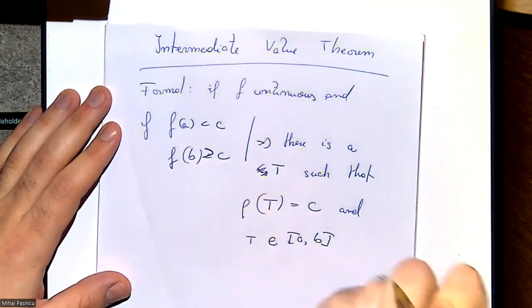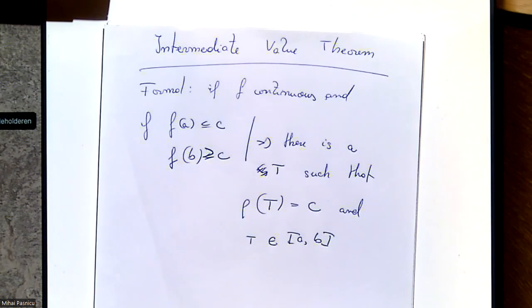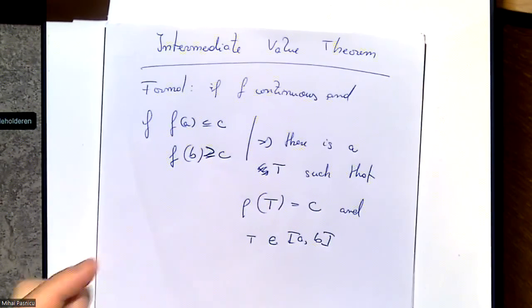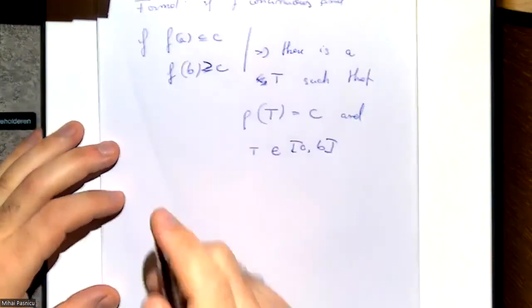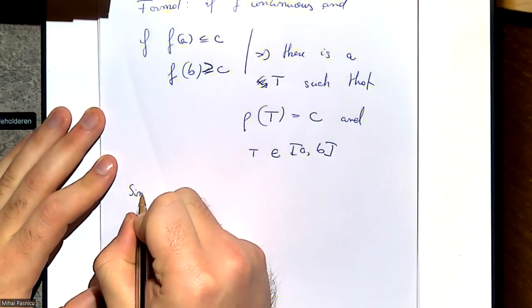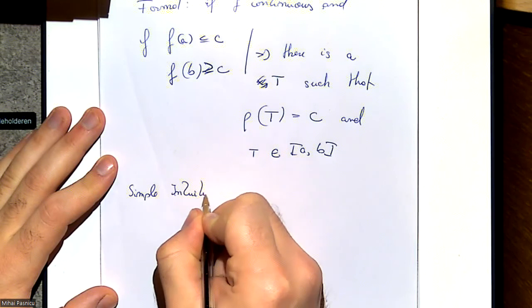That even equal doesn't matter, to be honest. Well, that's the formal definition of the intermediate value theorem. If f is continuous and you have f of a smaller than c, f of b greater than c, then there is a t in this interval [a, b] such that f of t is equal to that c. Now, nobody uses the formal definition. Simple, intuitive.